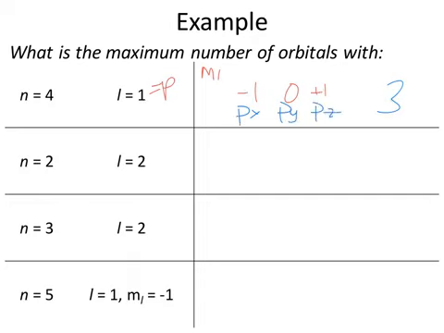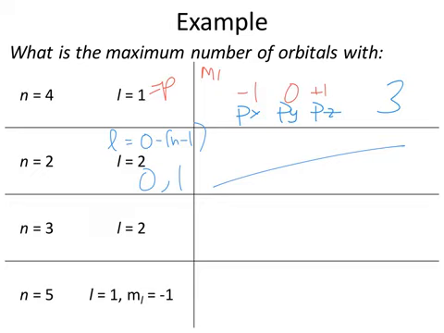If we look at this one, n is equal to 2 and L is equal to 2, well, I wonder what's going to happen here. When we look at n is equal to 2, remember that L is equal to 0 to n minus 1. So in this case, this one wouldn't even exist. All right, so be careful with these questions. The only possible values for L are 0 and 1. So in this case, that does not exist.